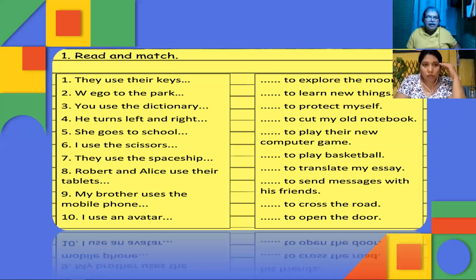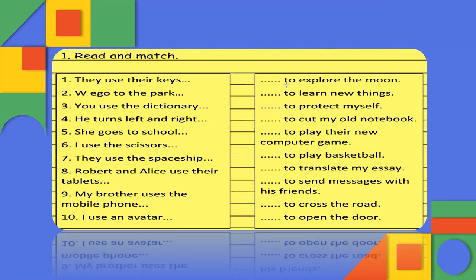Here there is an exercise to simply join the two parts of a sentence. For example: they use their keys. With which of these would we join it? To explore the moon, to learn new things, to protect myself, to open the door? To open the door. Okay, they use their keys to open the door. Number two. We go to the park.